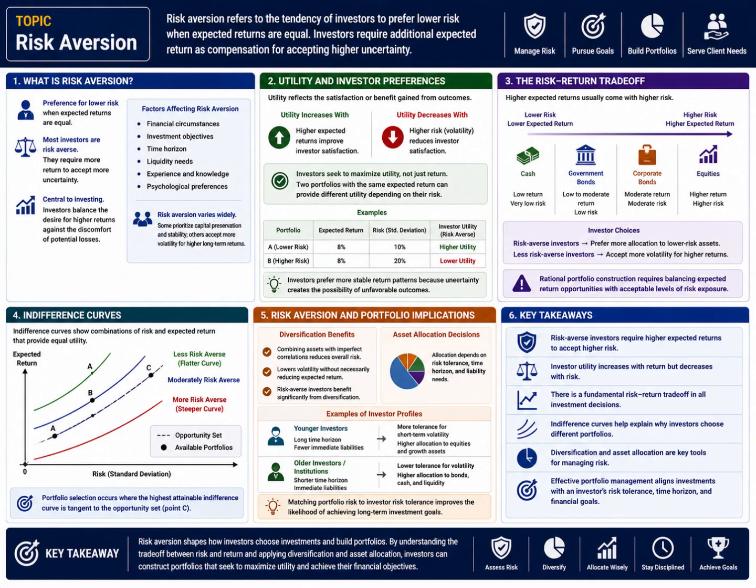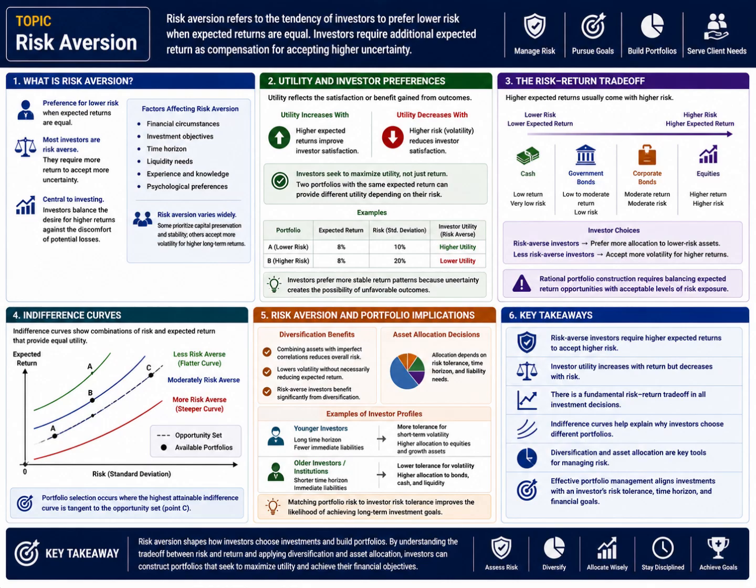Asset allocation decisions among equities, fixed income, cash, and alternative investments are also strongly influenced by investor risk tolerance. Younger investors with long time horizons may tolerate greater short-term volatility, while retirees or institutions with immediate liabilities may prioritize stability and liquidity. Effective investment management therefore requires careful assessment of each investor's willingness and ability to bear risk.